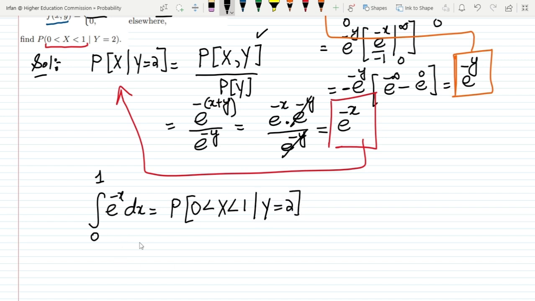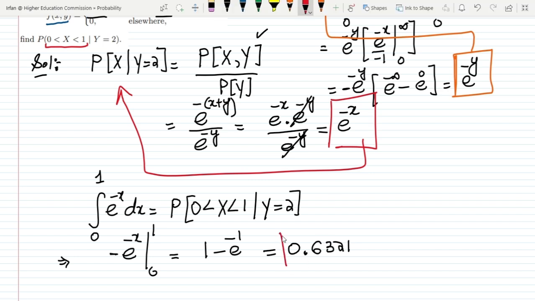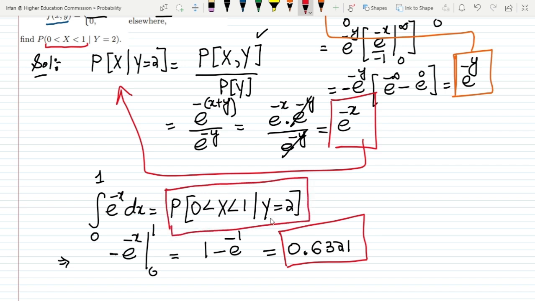Okay, so let me integrate it and find the answer. I will get exponential of minus x, this will be minus as well, with limits 0 to 1. Ultimately I will get 1 minus exponential of minus 1, which is 0.6321. So that is the answer of the question which we had here. That is the probability that x is greater than 0 and less than 1, given that y is equal to 2, and that is already found out here.